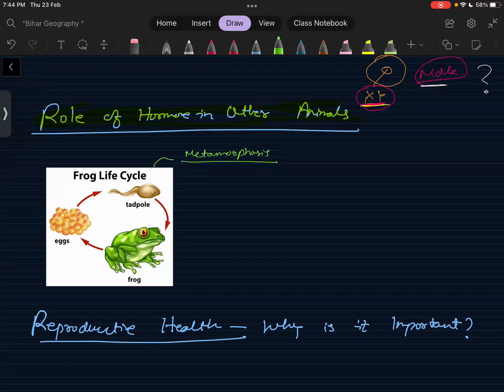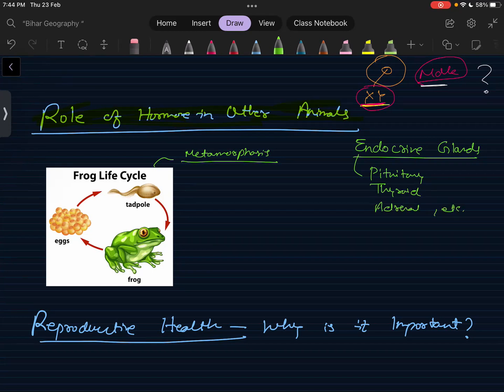Earlier we talked about endocrine glands, which release hormones in the human body. There are so many endocrine glands, like pituitary, thyroid, adrenal, etc. The thyroid releases thyroxine, the pituitary releases growth hormone, and the adrenal gland releases adrenaline. These are the hormones secreted by the different glands.